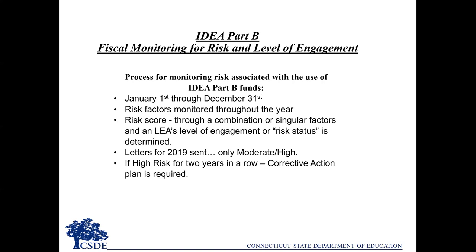Because the grant overlaps and has these 2 years, we want to be able to identify if there's issues that were happening before that would roll into that next year. Letters for 2019 risk have already been sent out, and we only identified and had a connection with those districts who were in the moderate and high level. Those districts who would be in high risk for 2 years in a row, moderate is there's a communication in relationship to you examining things. You're in high risk, there's another worksheet that has to be completed that shows some of your practices and policies. And then if you're in high risk for a second year, a corrective action plan is required.